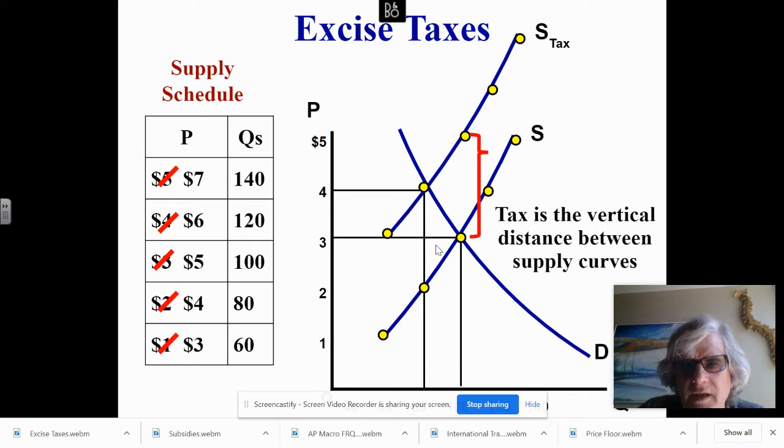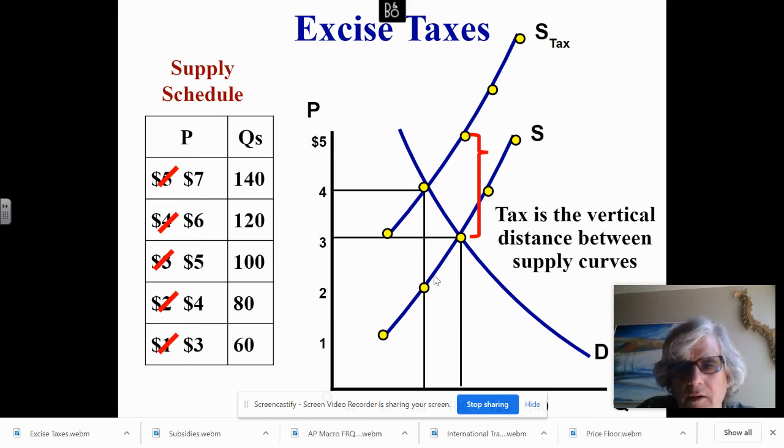And as you can see, this is inelastic, it's very steep. But this is also very steep. So they're basically equal, so they both pay the tax. Now, if one was steeper than the other, whoever was the steepest would pay the highest share of the tax. Whoever's more elastic or flatter pays less of the tax.